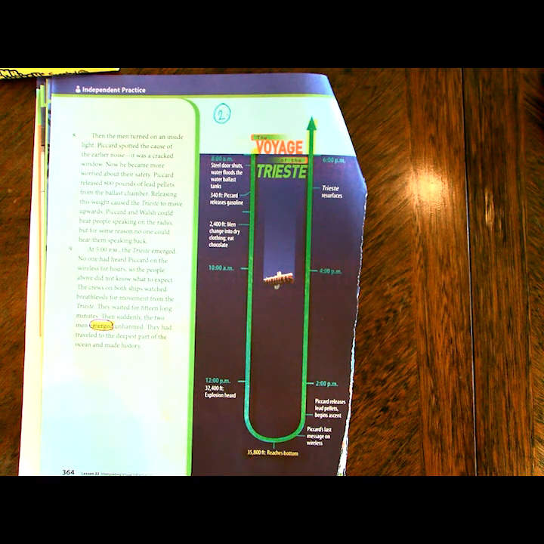Let me know if you have any questions about this article or about the nonfiction text features that are included.